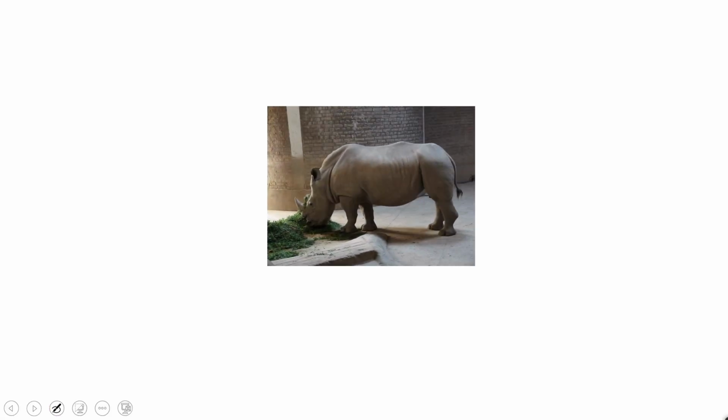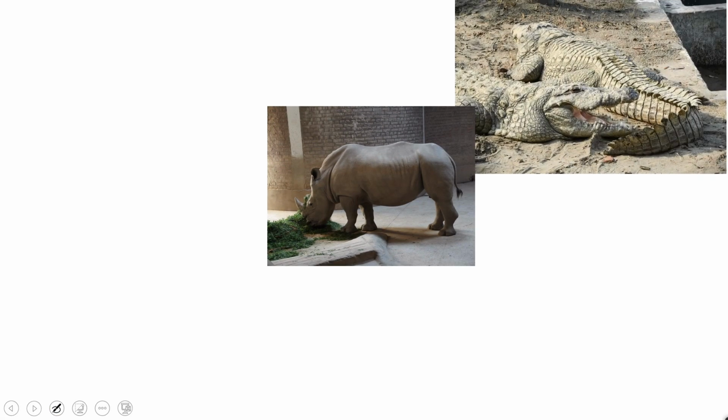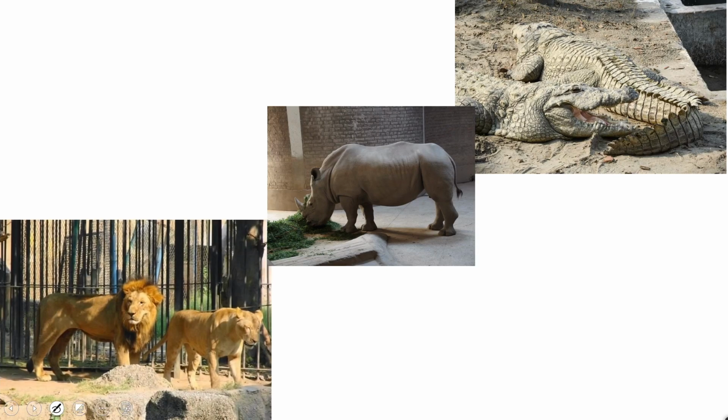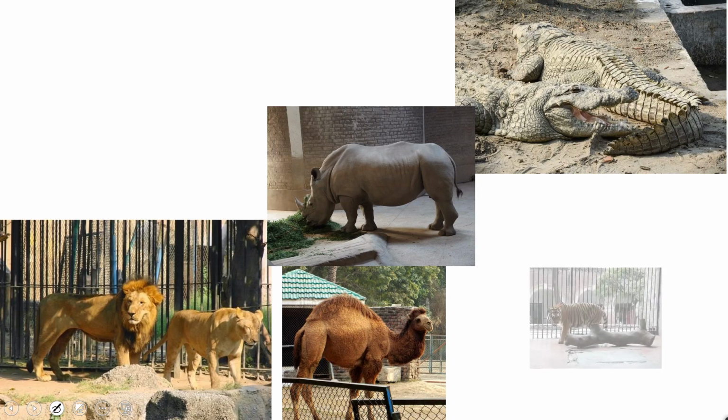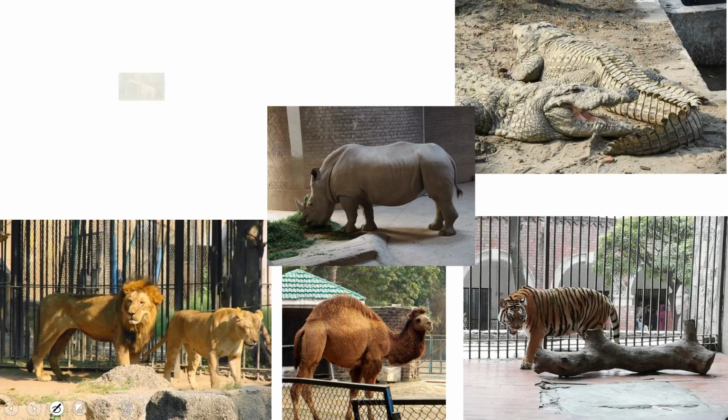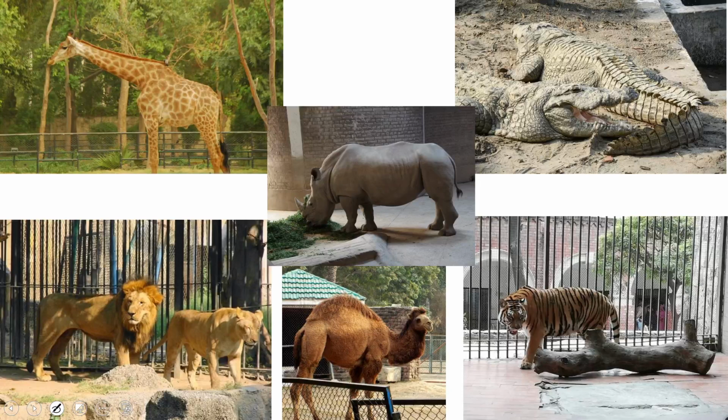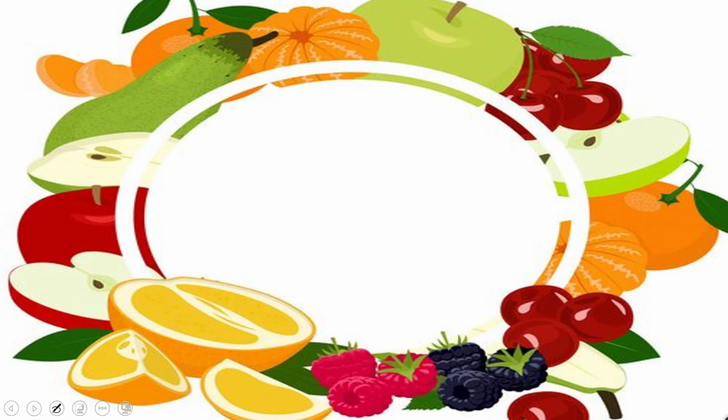So I have collected some pictures of different animals. This is a rhinoceros. That's a crocodile. They feed on meat. Then here is lion. They also feed on meat. Then this is a llama. This also feeds on plants. Then comes tiger, it also feeds on meat. This is the giraffe and it also feeds on plants. So these are some animals, and by the way these pictures are real pictures from Lahore Zoo. These are the animals in Lahore Zoo and these are their pictures. So my dear students, this is how you will complete this supervised activity.